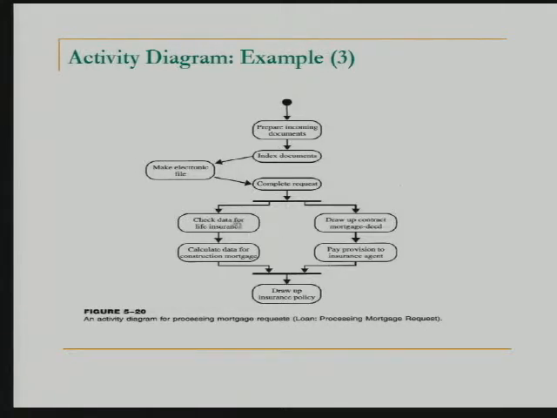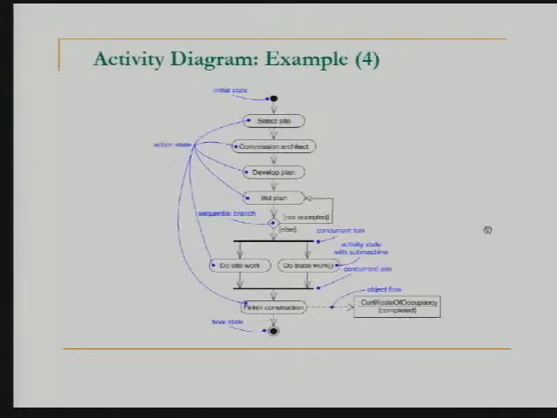if these are done by different actors or different objects, you can put these in different swim lanes to show who's doing that. So again, you can see the initial state there. You see all the different action states. You see the sequential branch with the Boolean expression, the fork, the independent concurrent tasks. You see the join at the bottom, and the final state.